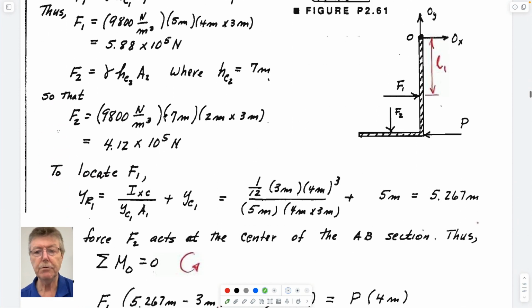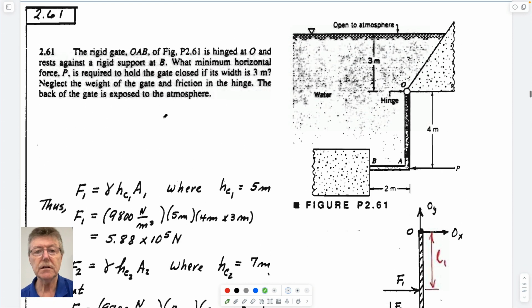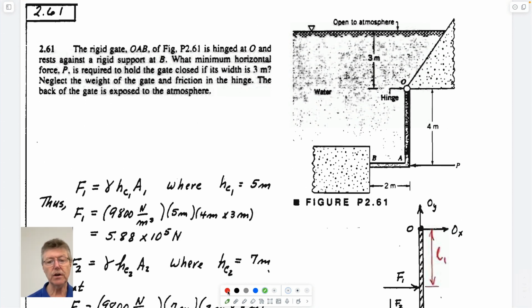So one more example just to cement the idea. Again, interpreting these questions so you can understand it. Rigid gate OAB is hinged at this point here. It rests against the rigid support at B. What minimum horizontal force do you have to apply here to be able to keep it shut? And so how do we rationalize that?